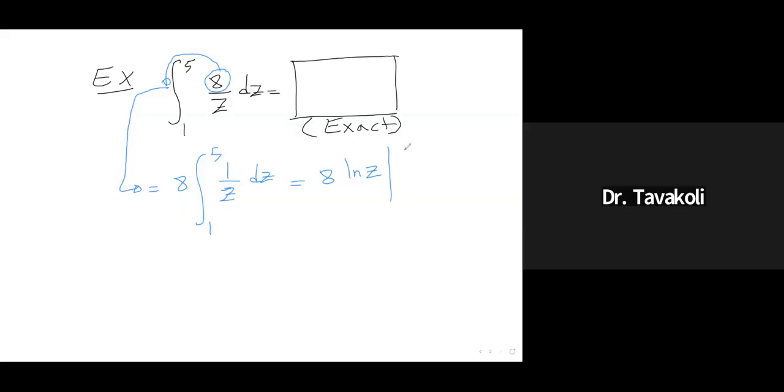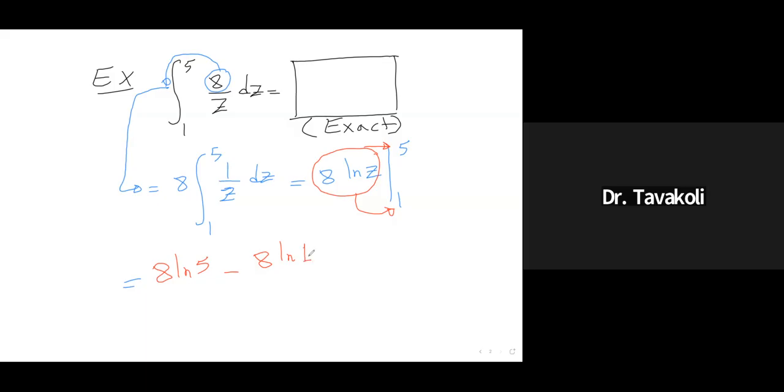So this should be evaluated at the end points or limit points of the integral. So the value is going to be what? This function evaluated at 5, which is going to be 8 ln of 5, minus this function evaluated at 1, 8 ln of 1.